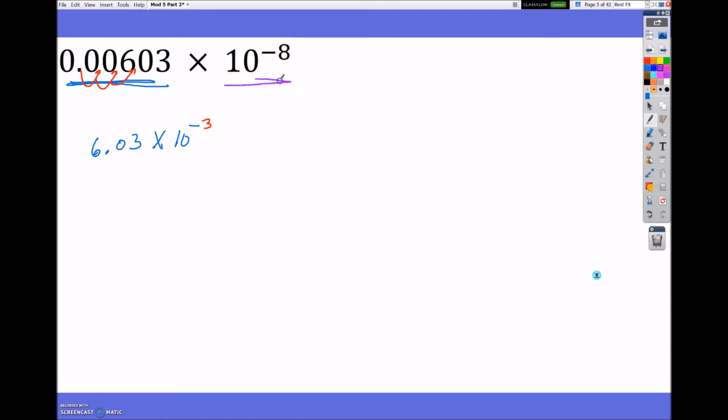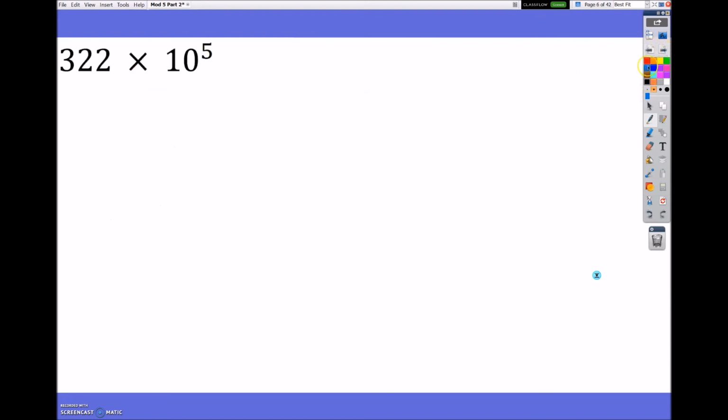Last but not least, I'm going to rewrite everything else that they had here, 10 to the negative 8th. And as we did before, what we're going to look at is these bases that are both 10, and since I am multiplying them, I'm going to add my exponents. So it's going to be 6.03 times 10, and then negative 3 plus negative 8 is negative 11. And there we have it in scientific notation.